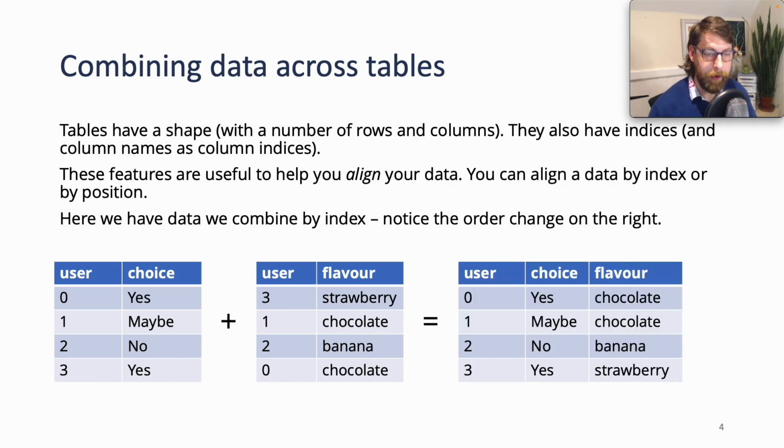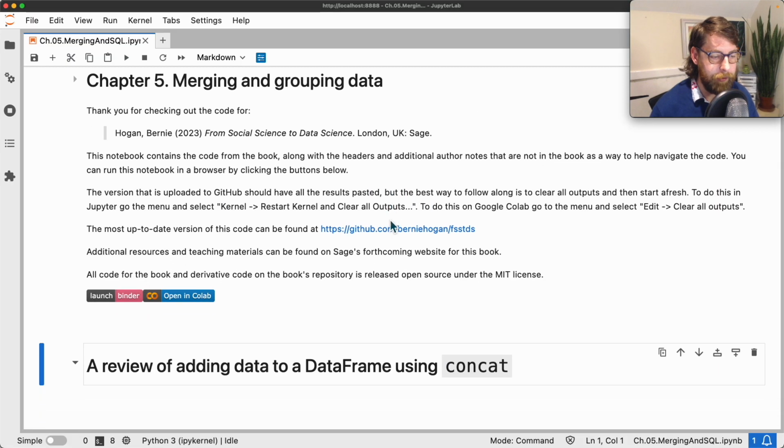Now, when we concatenate tables and the tables have an index, pandas is going to handle that for you automatically. So we can go over to Jupyter Lab here and have a look at that.